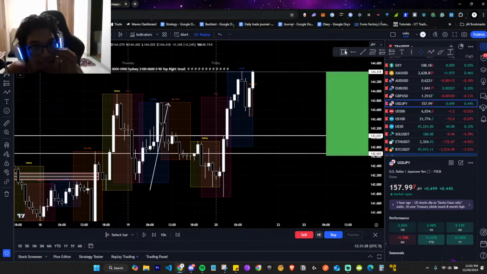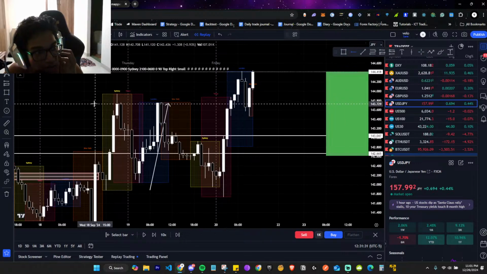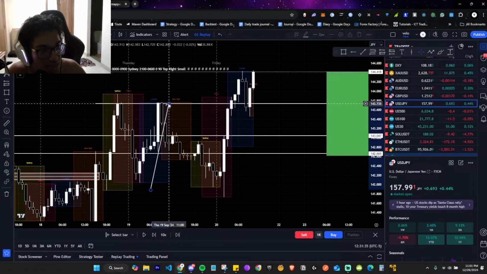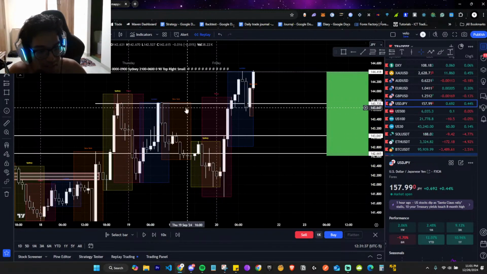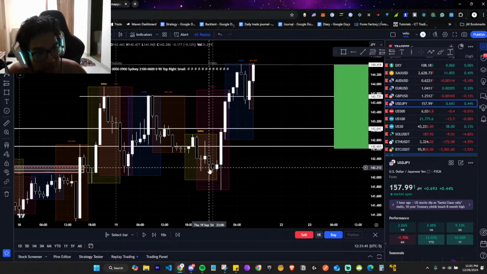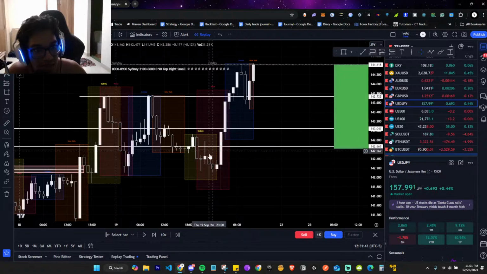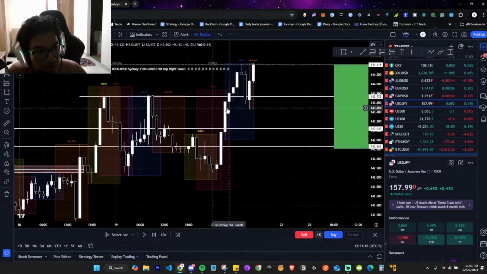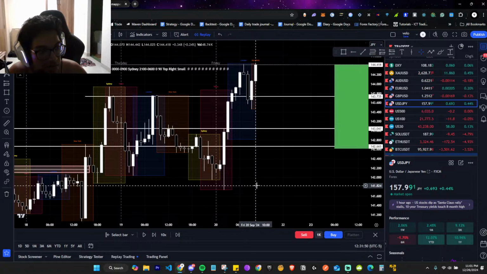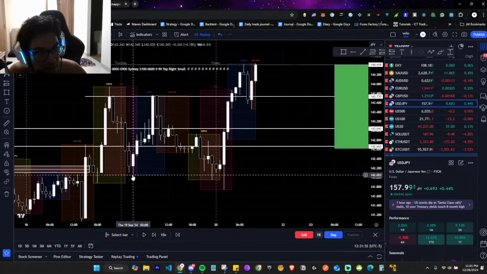Again, this is exactly why I do not target towards the wicks. Once again, boom, it hits here and then it traces away. See? So it's simple. It's honestly not that complicated. In this case, it would be a little unfortunate because Asia Opens took out the liquidity. It's kind of a bad trade, to be honest, but again, we can't complain, right?